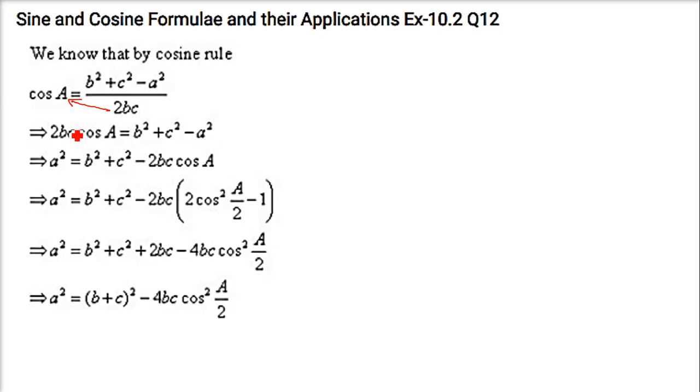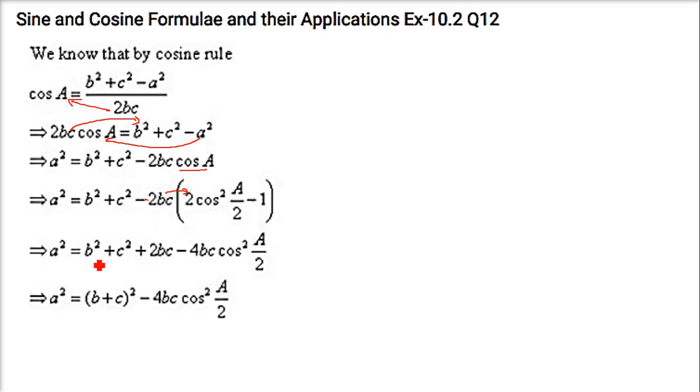Now bring this one here on this side and a square this side. So what do you get? a square is equal to b square plus c square minus 2bc cos A. Now this cos A can be written as 2 cos square (A by 2) minus 1, means cos theta is 2 cos square (theta by 2) minus 1. So when we write this, now multiply inside. When you multiply inside, you get this minus as plus. So minus 2bc and minus 1 is plus 2bc. And here minus 2bc into 2 cos square (A by 2) will be 4bc cos square (A by 2).